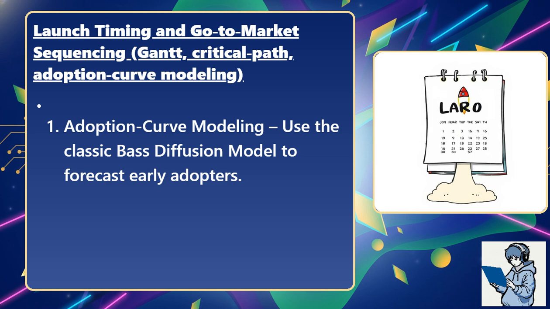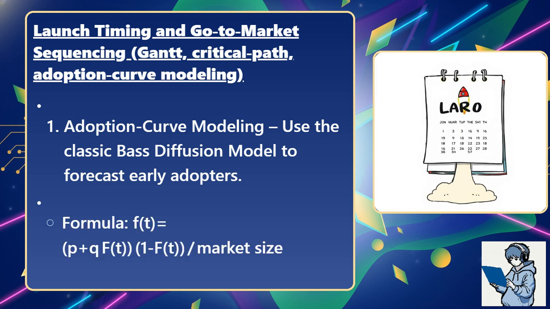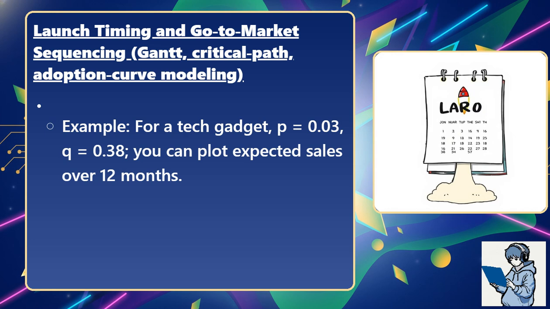3. Adoption curve modeling. Use the classic Bass diffusion model to forecast early adopters. Formula: F(t) equals p plus q times F(t), times 1 minus F(t), divided by market size. Example: for a tech gadget, p equals 0.03, q equals 0.38. You can plot expected sales over 12 months.